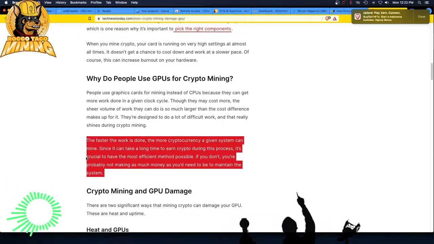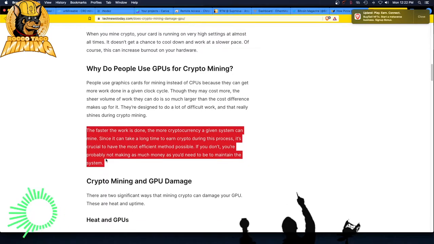Crypto mining started with CPUs. And then it switched over to GPUs, graphics cards, because they can handle the calculations faster and better. There is still CPU mining. You can make a buck or so a day, depending on what you're mining. Bitcoin mining started on CPUs, and now you can do ASICs.